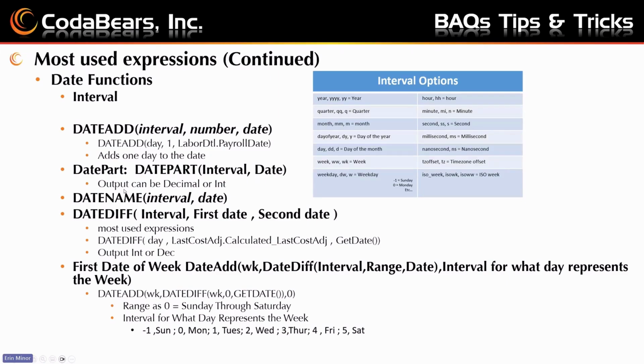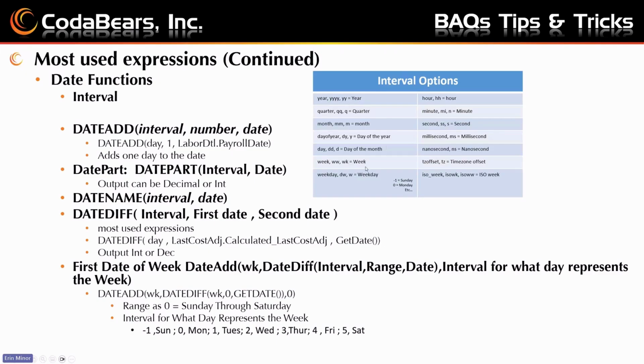Date part, the output is going to be a decimal or an int. It takes an interval and the date. So you can say month and then the date. If it was January, it'd be 1. If it was February, 2. So it's going to be a number, but it's saying, hey, what's the part out of the sequence? Okay, date name, that's going to come out as text. So it's also going to take an interval and a date. So if you want to know the year, it's going to come out as text, but you could still put it as int.